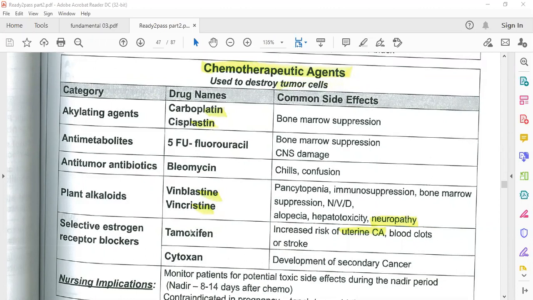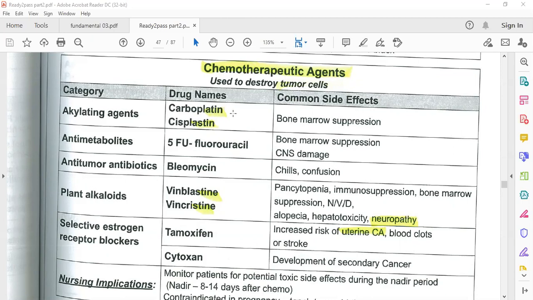And sometimes there are two more medications we use for antineoplastic or immunosuppressant purposes, like cyclosporine and methotrexate. And let me go explain one by one. So the first one is cisplatin or carboplatin.